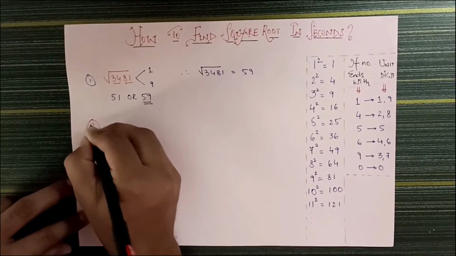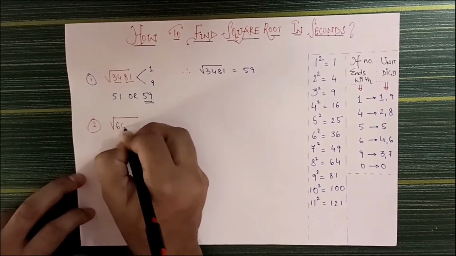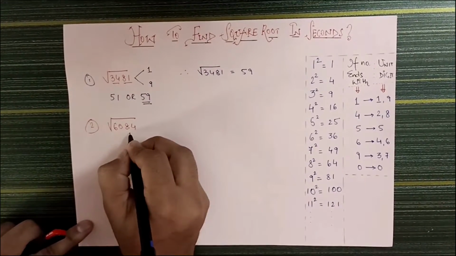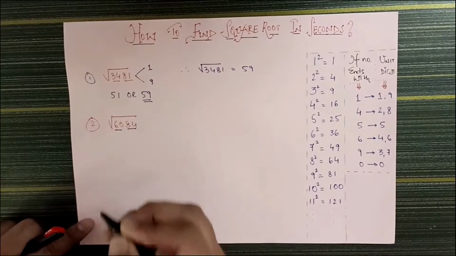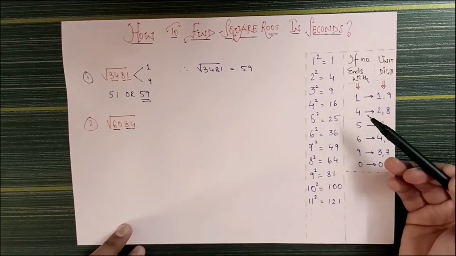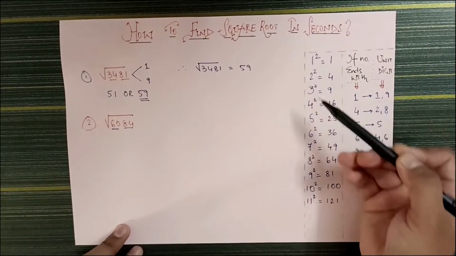Let's try to find the square root of 6084. As you know, we have to divide the given number into two parts, and we always have to consider the last two digits as one of the parts. As you can see, the number ends with 4. Hence, the unit digit of this square root has to be either 2 or 8.